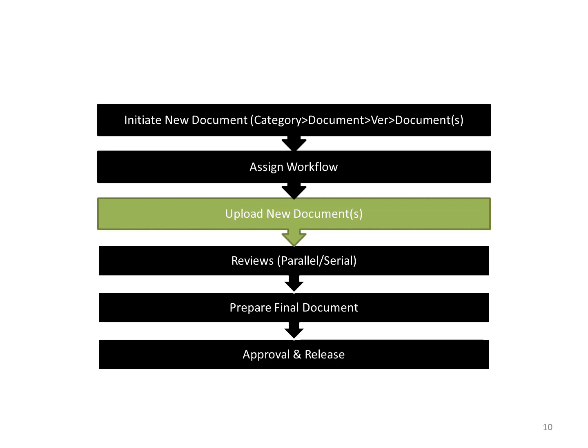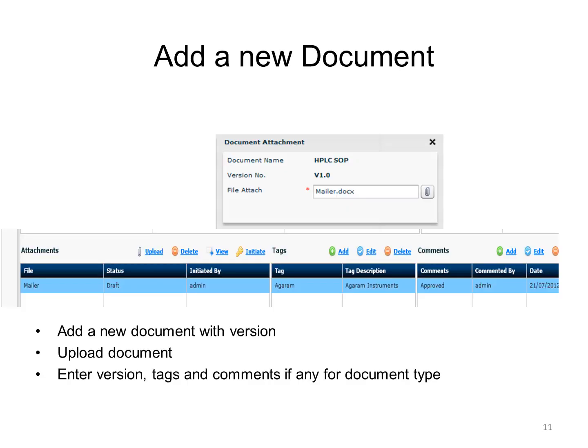This slide shows that the user is about to upload a new document. When a new document is uploaded, users can enter a version number for each document, then upload the document. It is also possible to tag documents with appropriate tags so that at a later point in time, it is possible to search based on those tags. Even comments can be added for different types of documents.